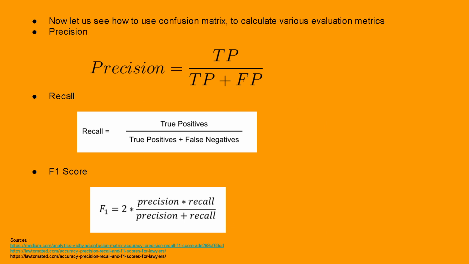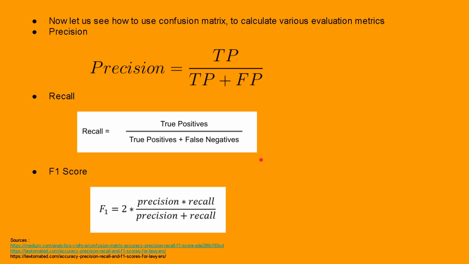Now let us talk about the evaluation metrics derived from the confusion matrix. Precision: out of all the classes we predicted as positive, how many are actually positive? That is what precision gives us. And recall: out of all actual positive classes, how many we predicted correctly. It should be as high as possible. You can see it from the formulas. The formulas are just the definitions which I'm saying.